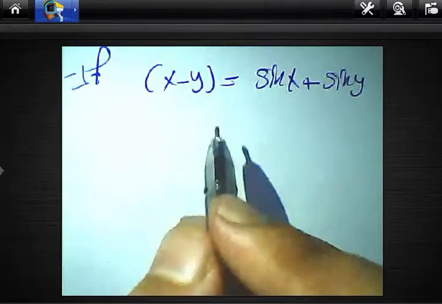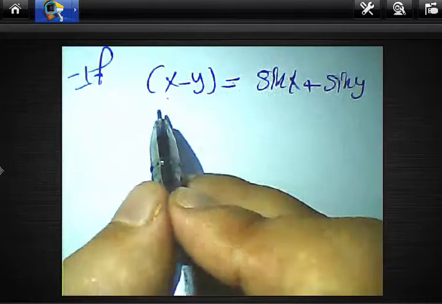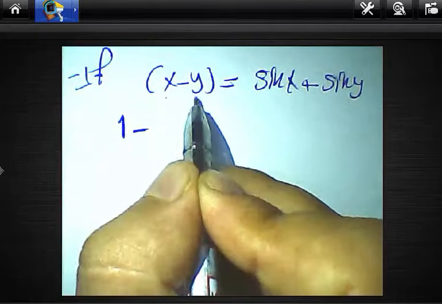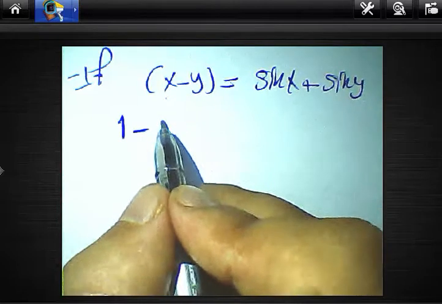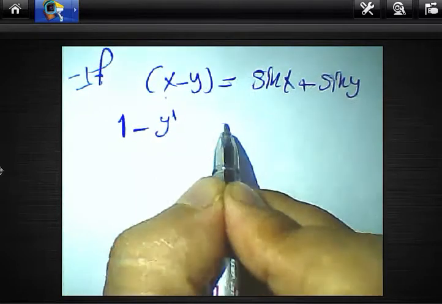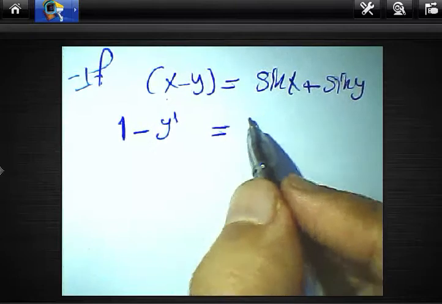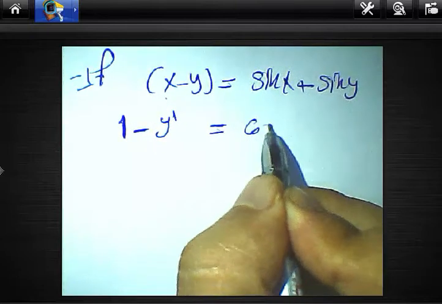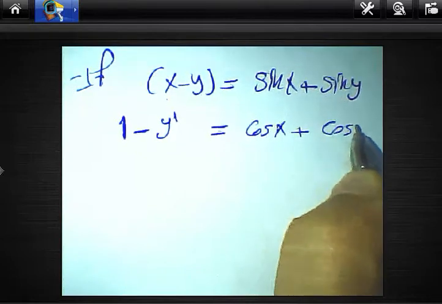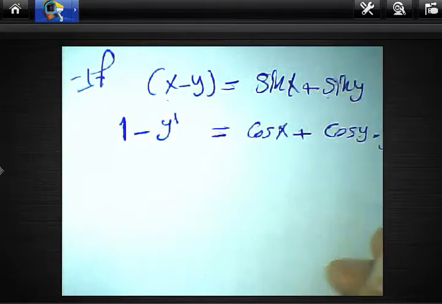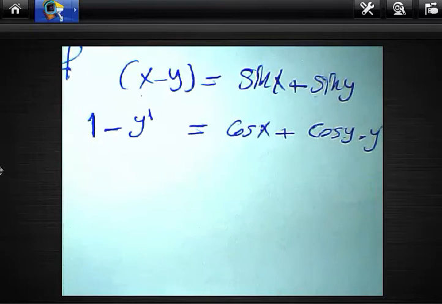Look at here, we have x and the derivative of x will be 1. The derivative of y will be y dash. Okay, y dash equals, the derivative of sine x will be cosine x, and the derivative of sine y equals cosine y multiplied by y dash. Y dash means dy over dx.